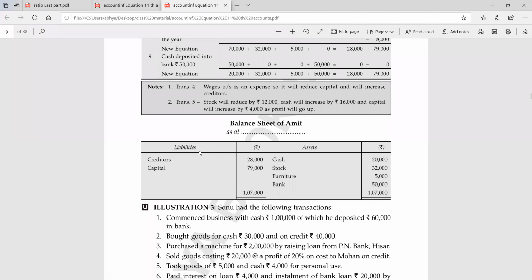Similarly, go back to the liability side. In creditors you have 27,000. You write 27,000 because outstanding expenses you will write separately. Yes, we have to write outstanding expenses separately. In this balance sheet it is not given, but you have to write it. So creditors we have 27,000. Then the second liability is outstanding expenses 1,000, and capital 79,000. Again the total of the balance sheet is 1,07,000. Whenever you make a balance sheet, the total of both sides will always remain the same.